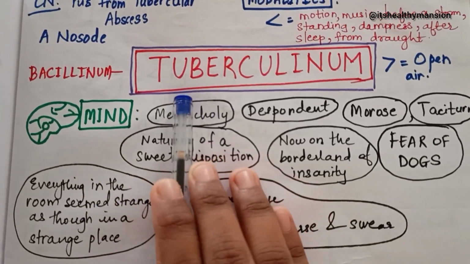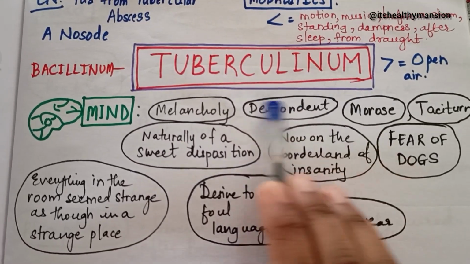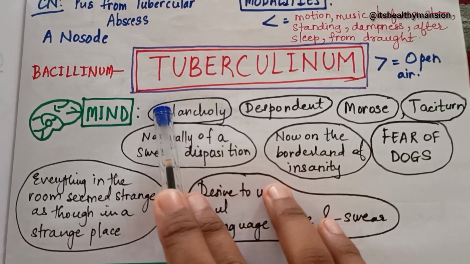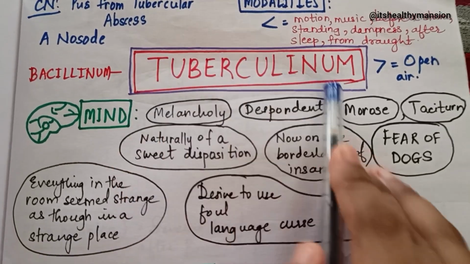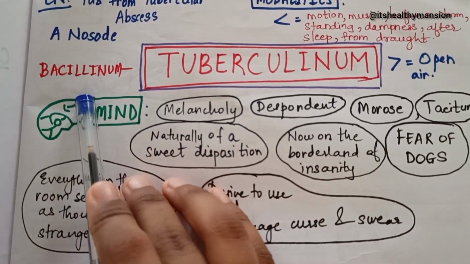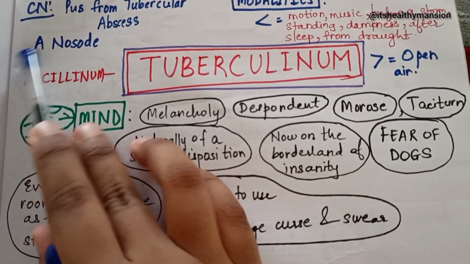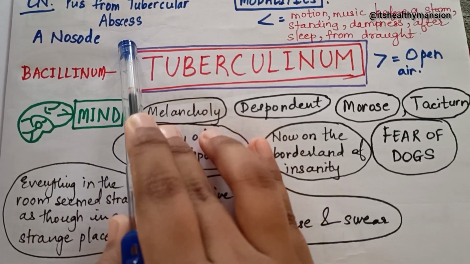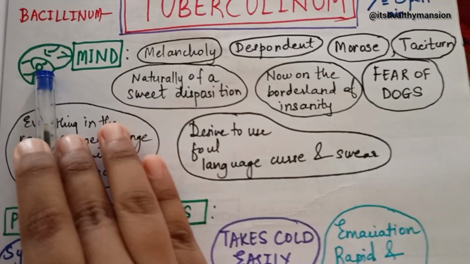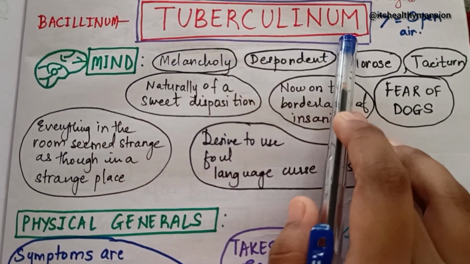So today we are going to see an important homeopathic materia medica remedy, that is tuberculinum. So let's begin. Tuberculinum, it is a bacteria, that is bacillinum. It is prepared from a nosode. Common name is pus from tubercular abscess. So let's see first the main symptoms of tuberculinum.